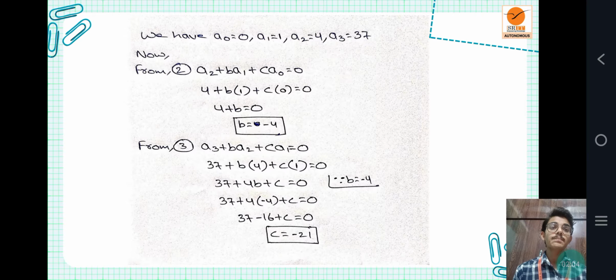From equation 3, substitute a0 = 0, a1 = 1, a2 = 4, a3 = 37 in equation 3. Then we get the c value. The c value is -21. Now we know that b = -4 and c = -21.